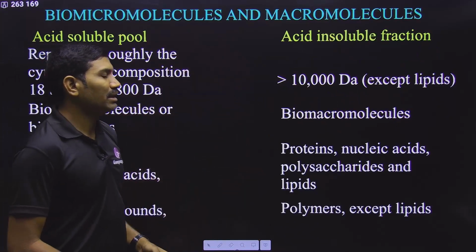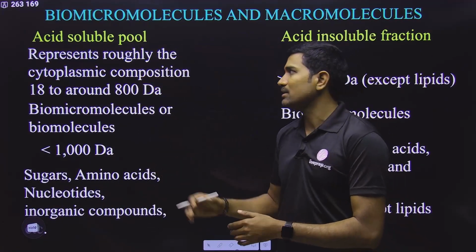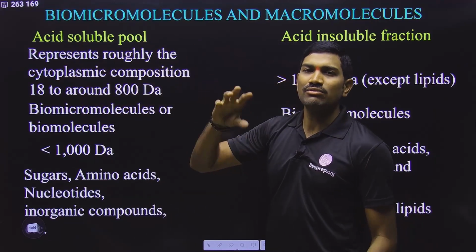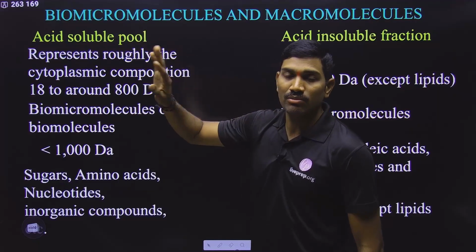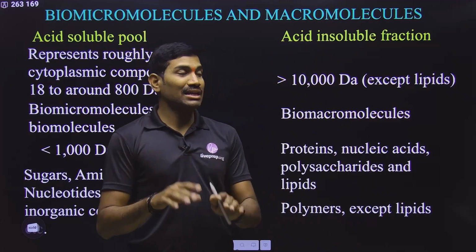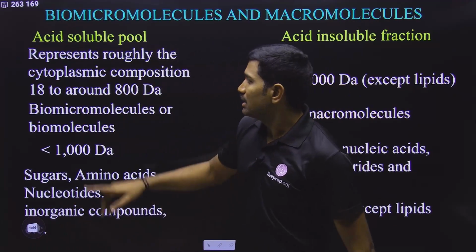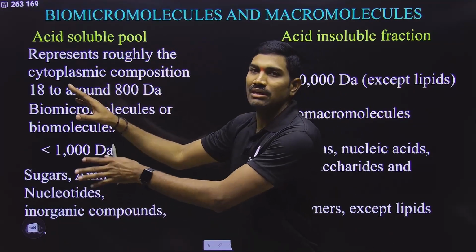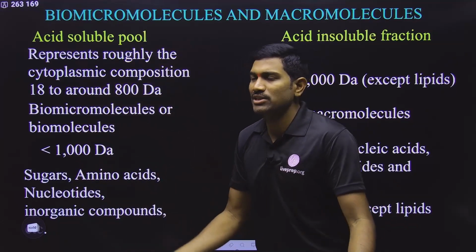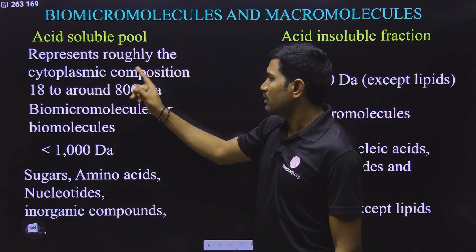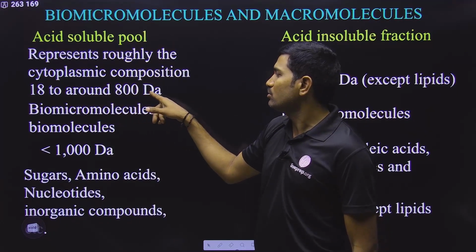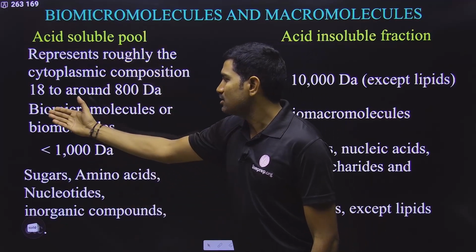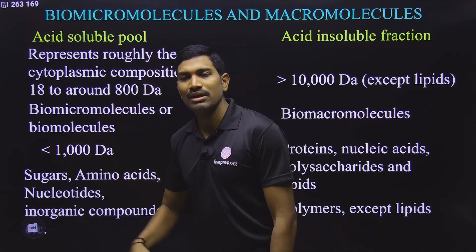Next one. This is another comparison that they have given in a different location, but we are writing it here itself. The acid soluble pool roughly represents the cytoplasmic composition. The majority of the cytoplasmic components are present within the acid soluble pool, but please remember that some proteins and carbohydrates come under the acid insoluble pool. That's why they say it roughly represents the cytoplasm. They are not saying that the entire cytoplasmic components come under acid soluble. The majority do. And here the size is approximately between 18 and 800 Daltons, that means less than 1000 Daltons. And these are called biomicromolecules, or simply biomolecules.